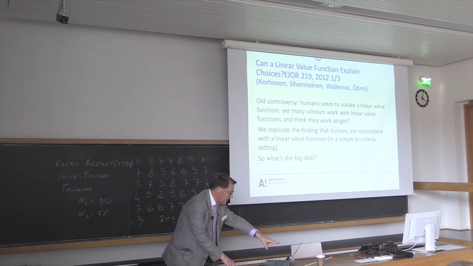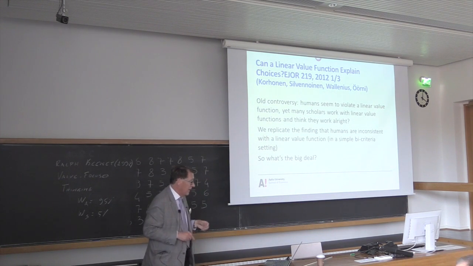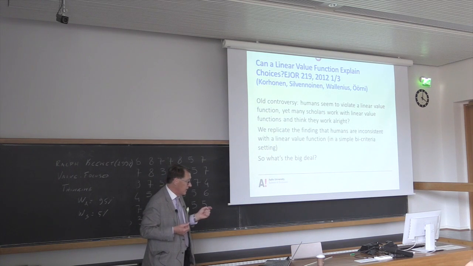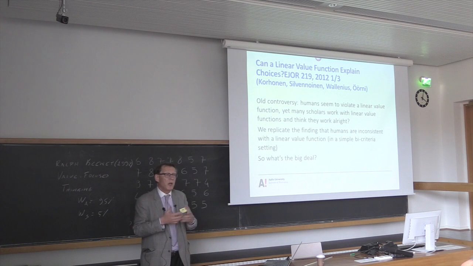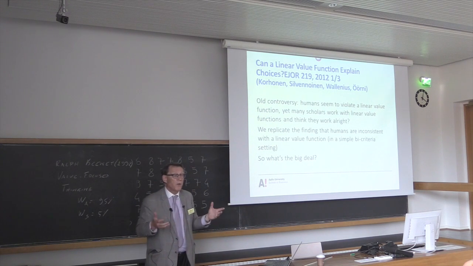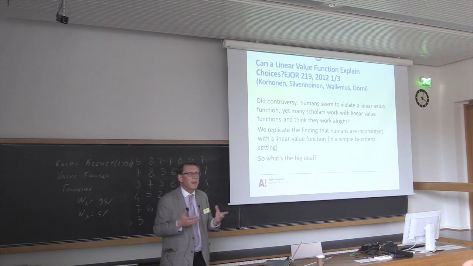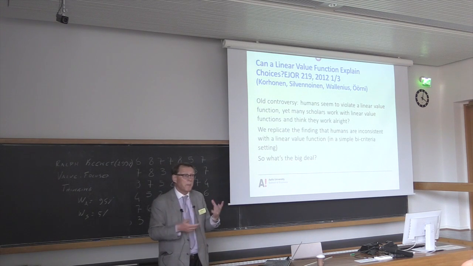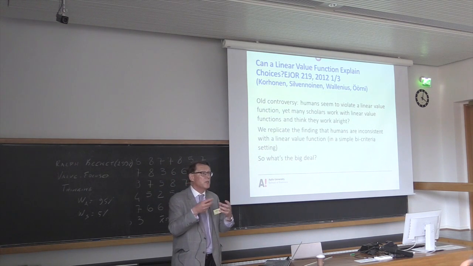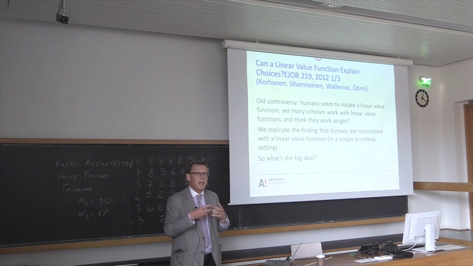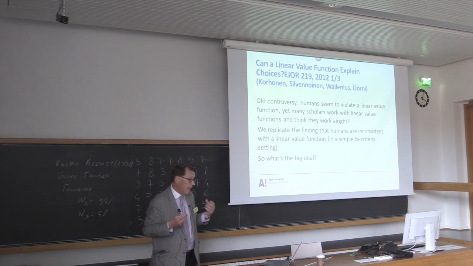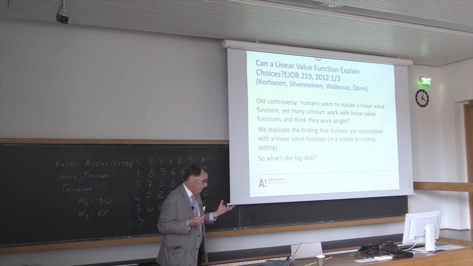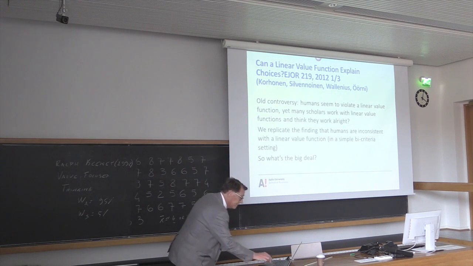Not a big surprise, but we replicate the old finding that humans are inconsistent with the linear value function. Even in a simple bicriteria case, at least 30%. That's a good rule of thumb: 30–40% of people violate it. Of course, this is based on binary comparisons. The more binary comparisons you do, the more attributes you have, the easier it is to violate the linear value function. Well, okay. But what's then the big deal?